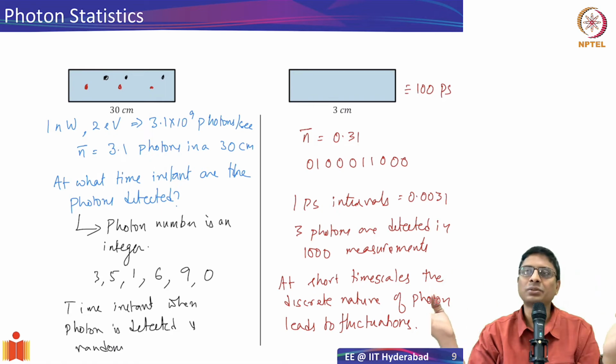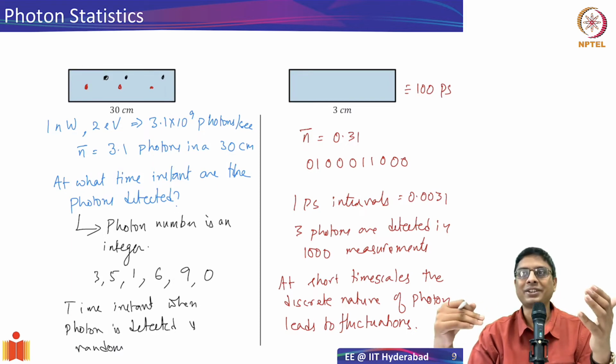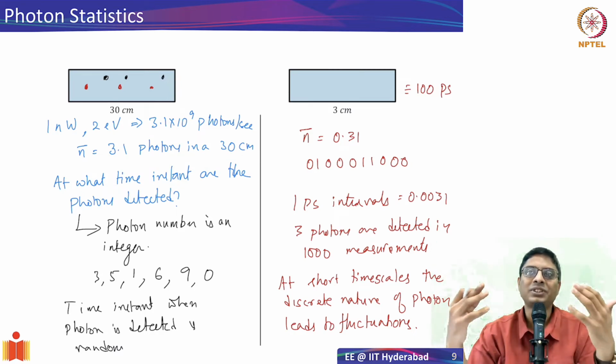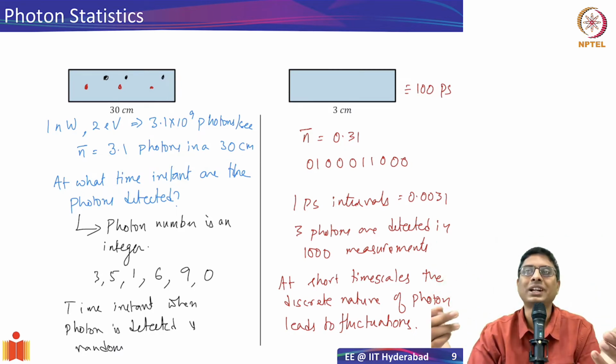So the square root of 3 is 1.7 something. The relative fluctuation is almost 0.5, significant when compared to the average number. So we'll have to worry about the quantum fluctuations. In the number of photons, the fluctuation we have to take into account. We cannot ignore that. That's the message.